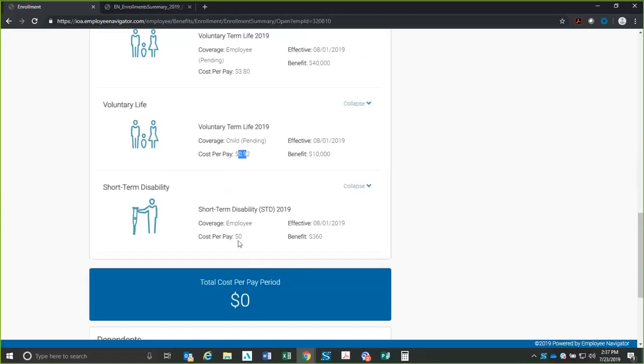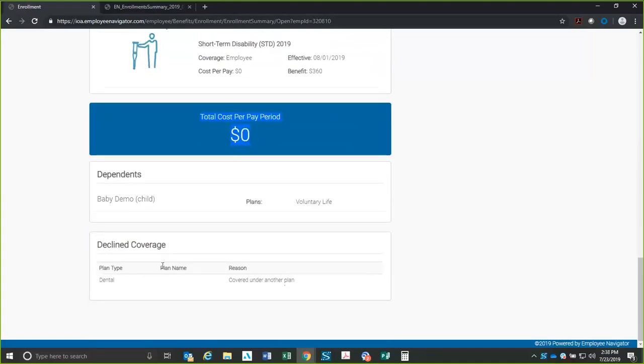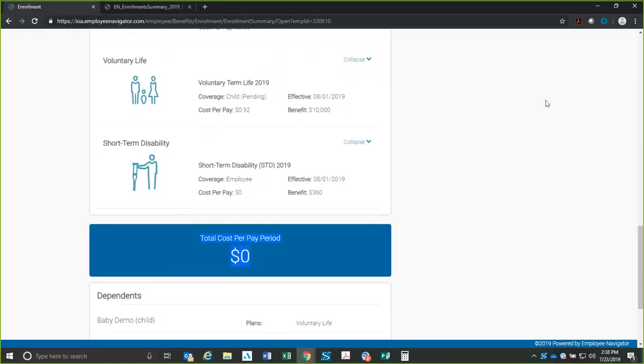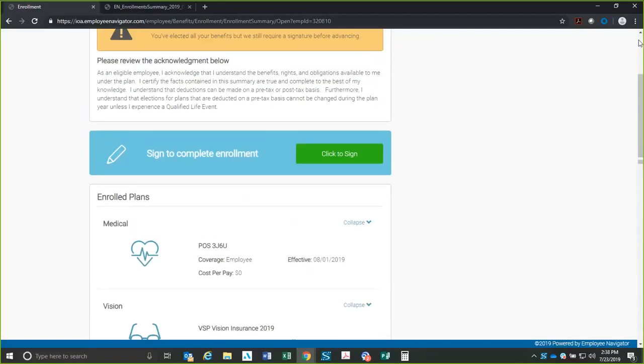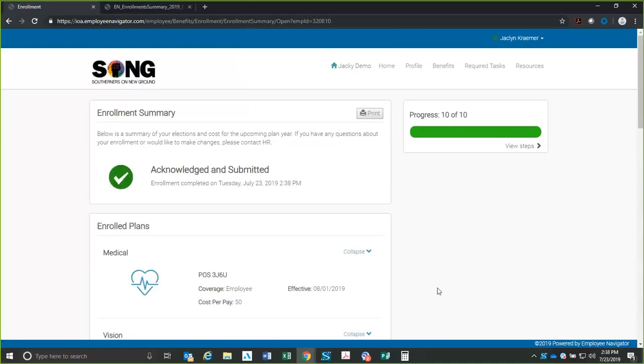Short-term disability, again, no cost. So right now, my total cost per pay period is nothing. And once my evidence of insurability form goes through, we'll have about $4.70-something. I also have dependents down here and my decline coverage. So it's kind of an all-in-one. And if I'm ready, I can go right back up to the top and click here to sign it. And as long as you get this green check mark, you know that you're done with open enrollment.